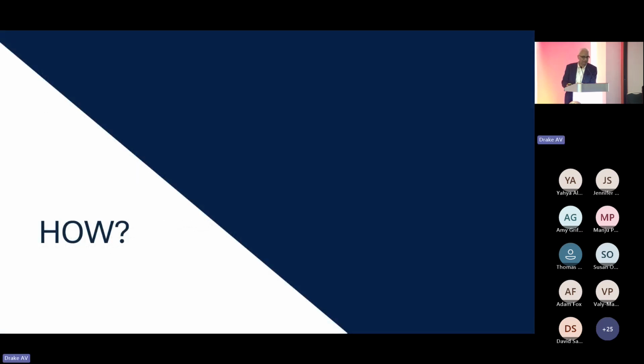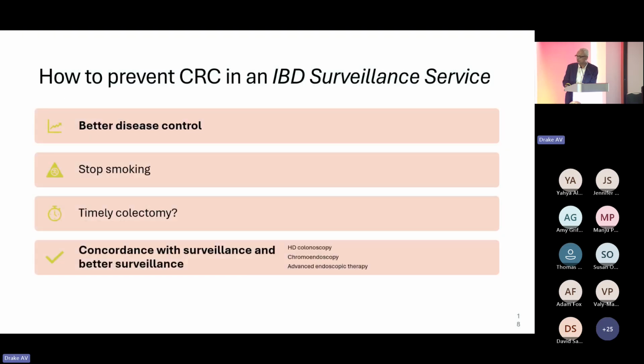How do we do this? Because we've all been told different things and people get very hung up on how do we do it? Do we use chromo in everybody? What do we do? If you really want to prevent colorectal cancer in an IBD surveillance service, these are the 4 take-home messages again and again. And that last one cannot be overemphasized.